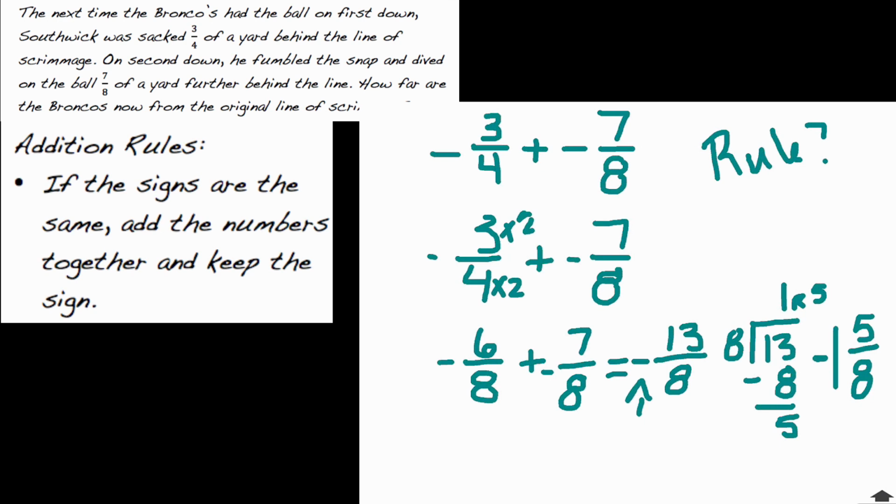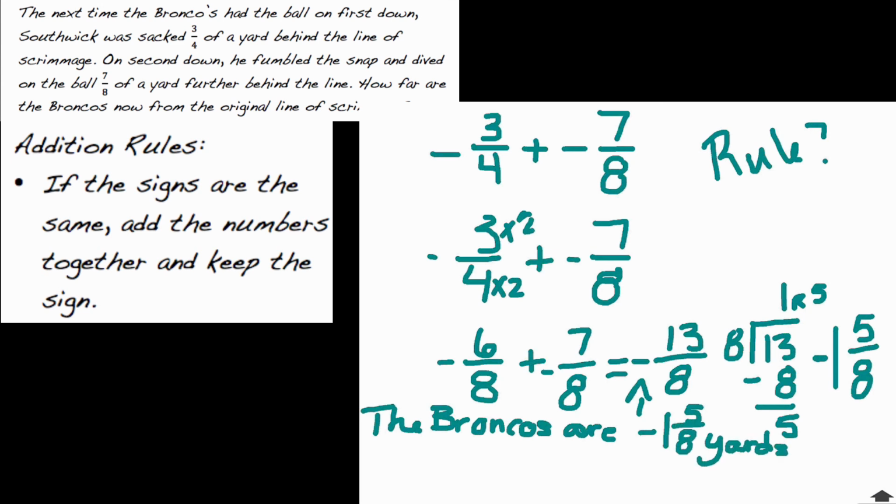To put it in context one last time, the Broncos are -1 and 5/8 yards behind the original line of scrimmage.